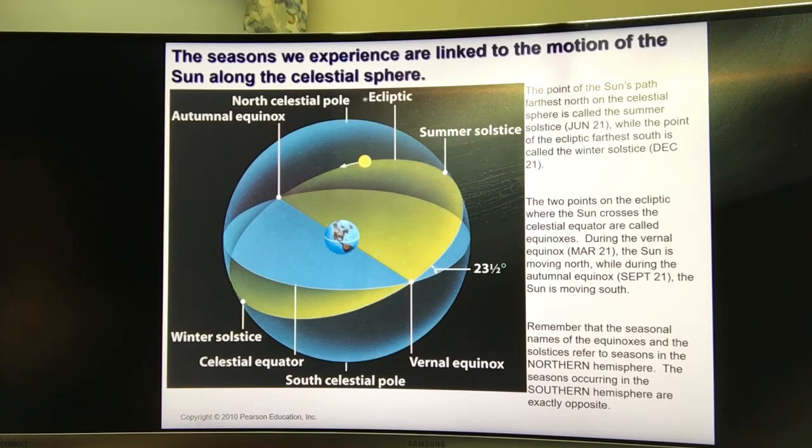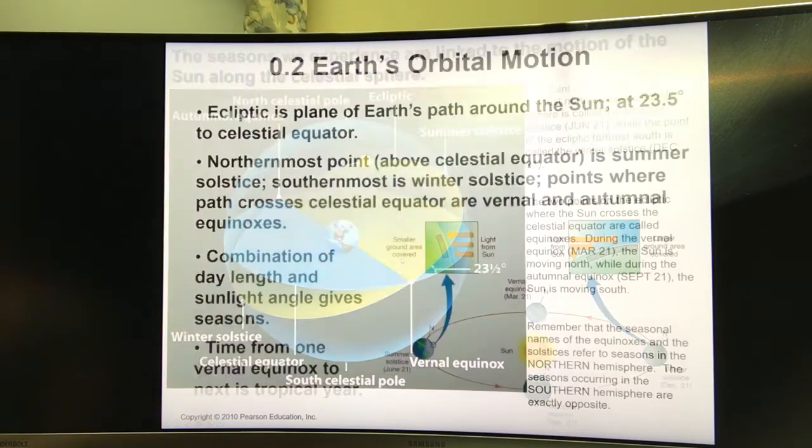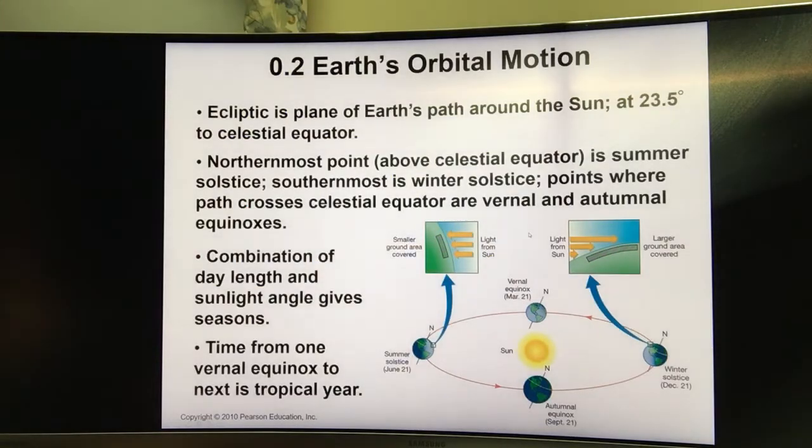the seasons we actually experience. They are linked to the motion of the sun along the celestial sphere. And this slide, in fact, talks about explaining that because of the tilt of the Earth's axis, that's why we have different seasons on Earth. And the combination of day length and sunlight angle gives seasons.